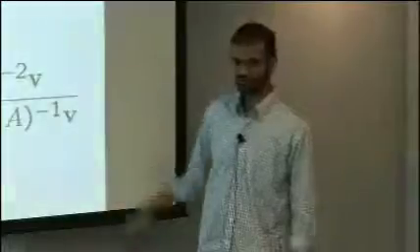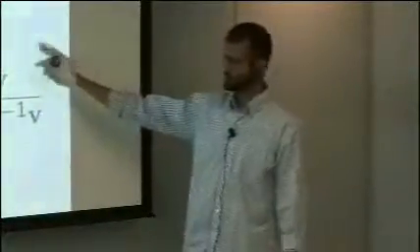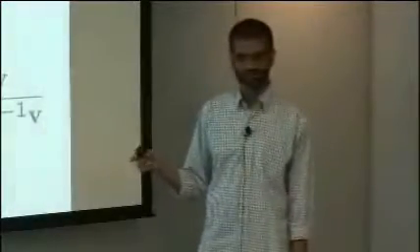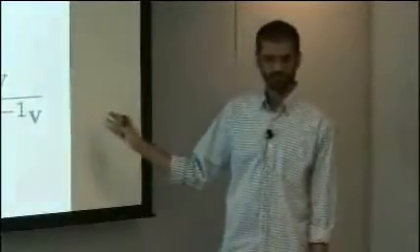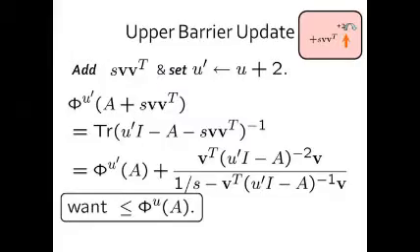The numerator, less than 1? Yeah, I'll show you what it has to be less than. The numerator is some quadratic form in V. Denominator is 1 over S, where S is the scaling factor we're interested in, minus some quadratic form in V. Okay? So what did I want to do? I just want the potential not to increase. So I want this to be at most what it was before.